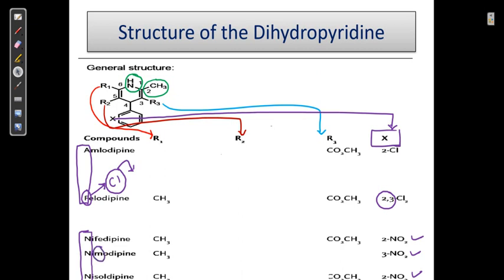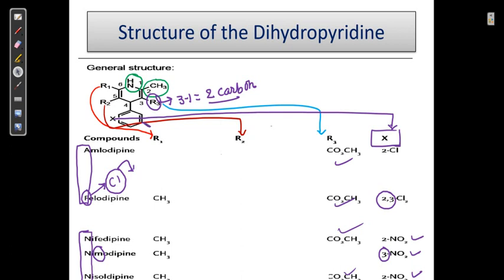It indicates that at the third position, that is the meta position, right? I told you that this is the third position. We require a minimum of 3 minus 1, that is 2 carbon. So if you see here, all contain 2 carbon. But in case of nimodipine, we are blocking at the meta position.